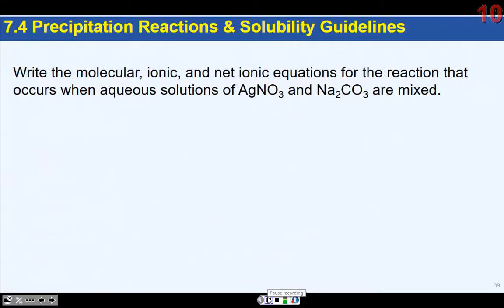Having discussed how we predict solubility and such, we need to be able to write molecular, ionic, and net ionic equations when we combine pairs of aqueous solutions. So let's do one with silver nitrate and sodium carbonate and see if we can make our way through all the steps.